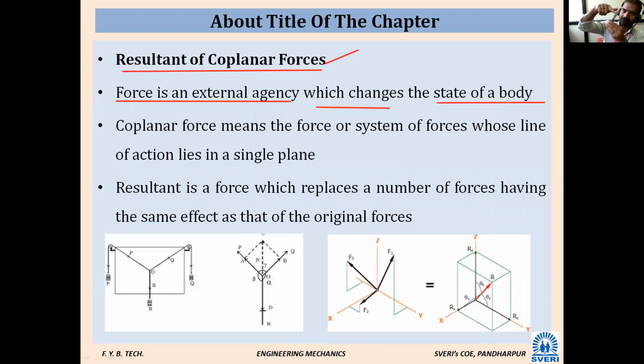Now it is in an inclined state. Initially it was in a vertical state. When the external force is applied, it is inclined. Again, when the external force is applied, it is horizontal. When the external force is applied, it is vertical. So the force will change the state.